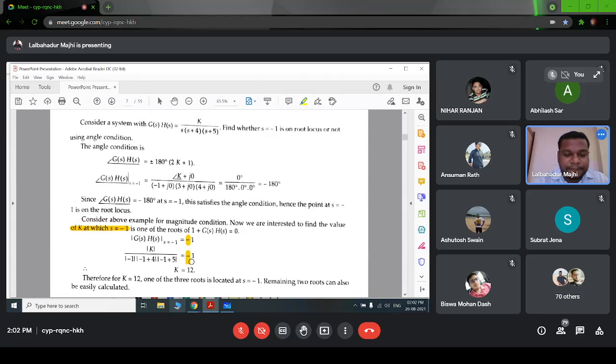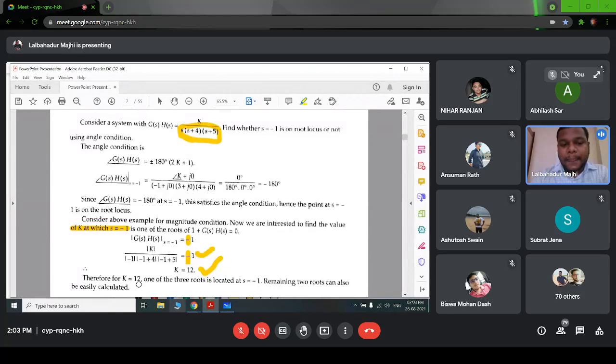My mistake. So similarly, we have to put the value of s equal to minus 1. The magnitude of k divided by, in this transfer function, we have to put the value of s equal to minus 1 and take the magnitude. So magnitude of minus 1, then minus 1 plus 4 magnitude, and magnitude of minus 1 plus 5 should be equal to 1. It is positive 1, okay, because we are taking magnitude. So from this we can say the value of gain k is 12.